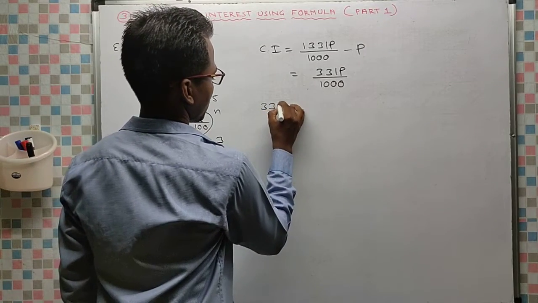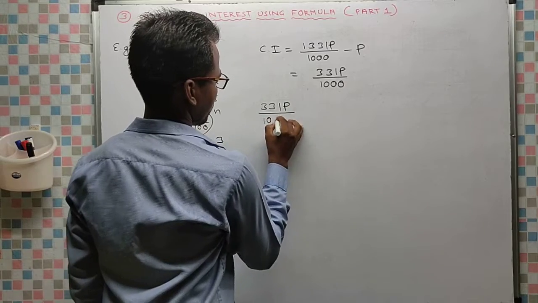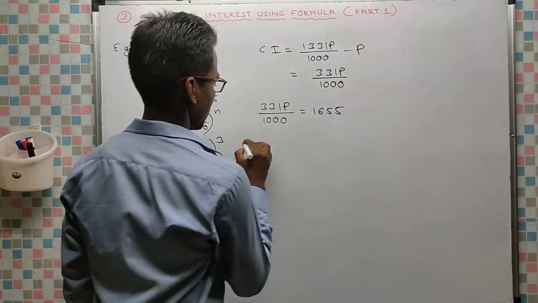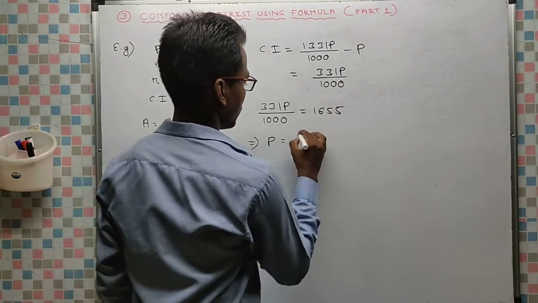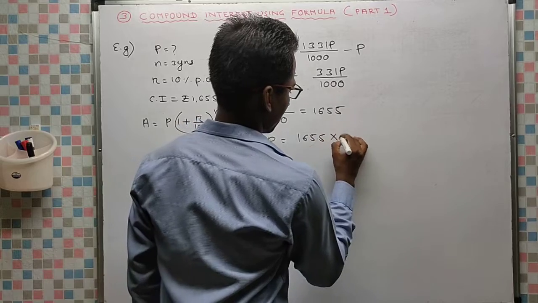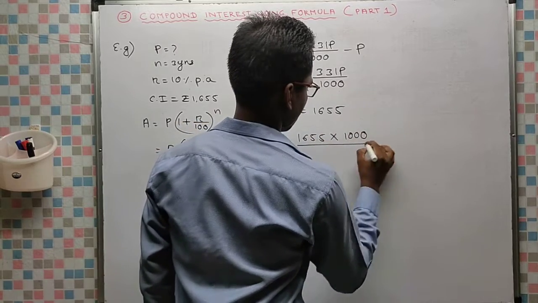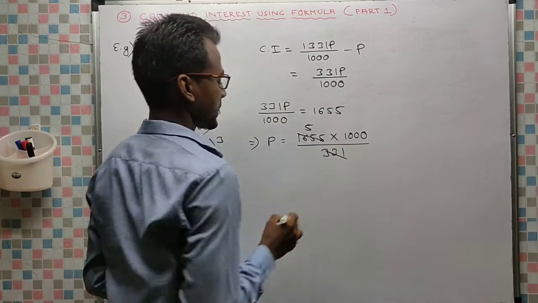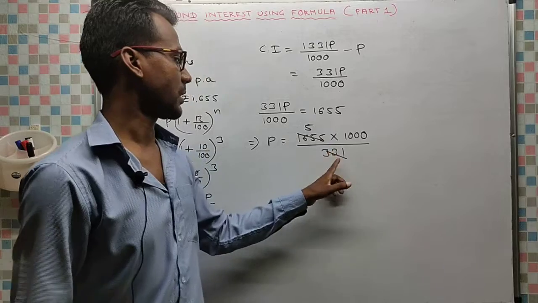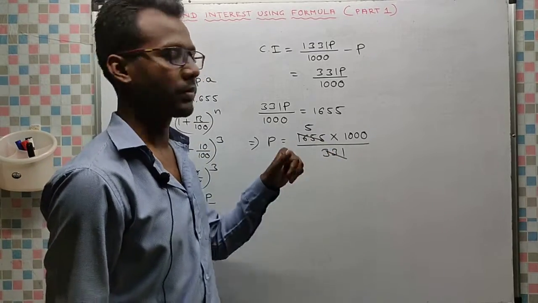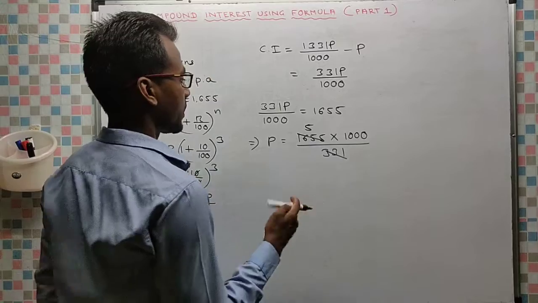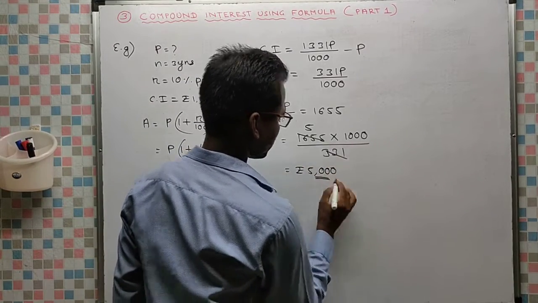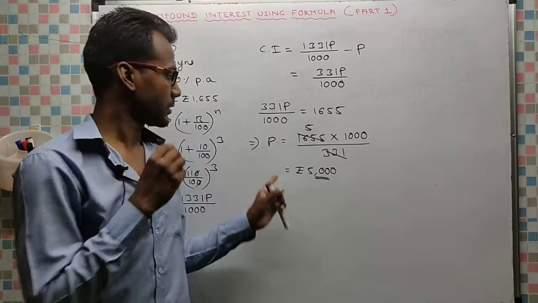So 331 P by 1000 is 1655. So P is equal to 1655 into 1000 by 331. 331 into 5 is 1655, we can check: 5 1 is 5, 5 3 is 15, 15 plus 1, 16. So 5 into 1000, which is rupees 5000. So this is the principal.